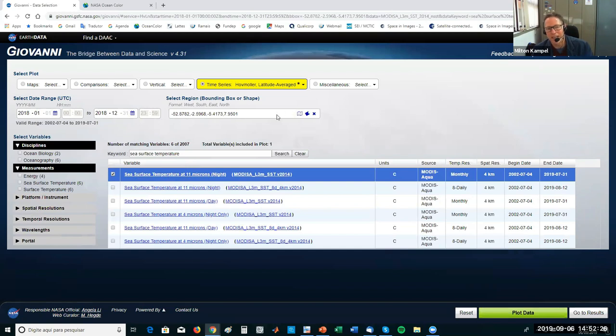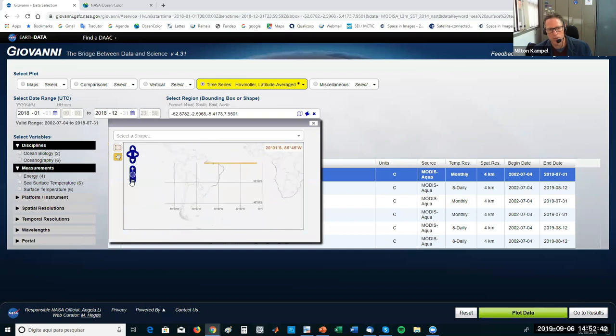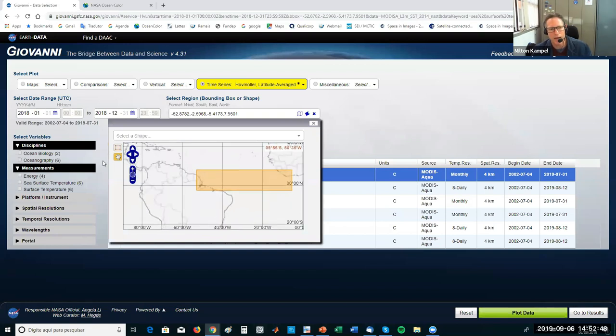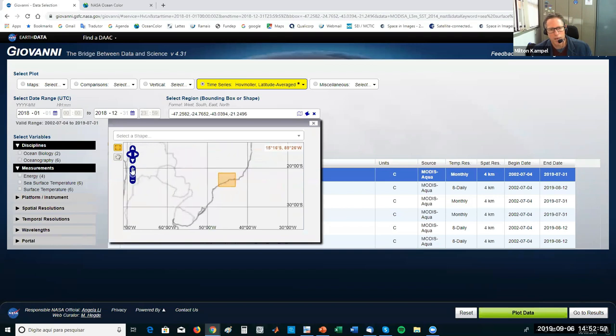And you can type your area of interest following this order: west, south corner, east, and north corners. You can also open a map, and I will drag a different region. Sorry for that. So this is the Atlantic, you know, South Atlantic. I'm going to the southwest South Atlantic, where I live. Okay, this is Cabo Frio. So I will choose a smaller area here.